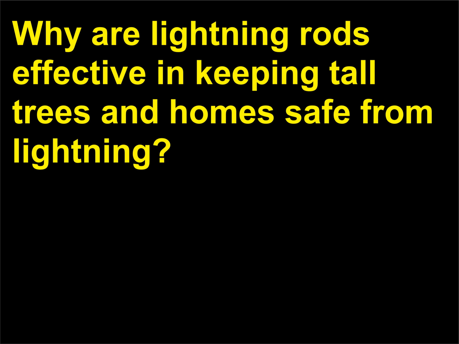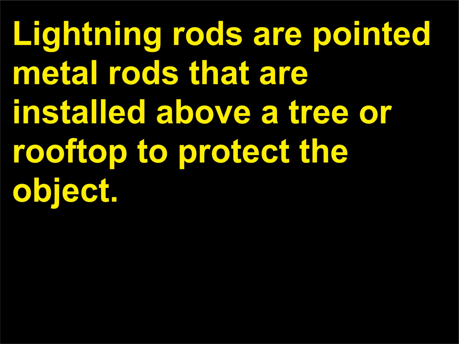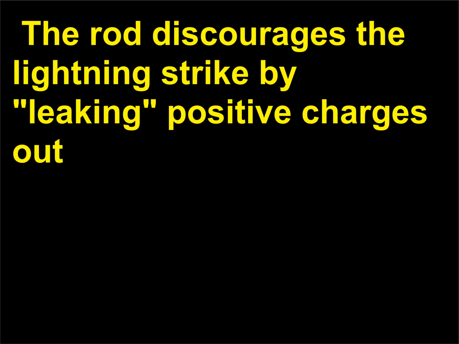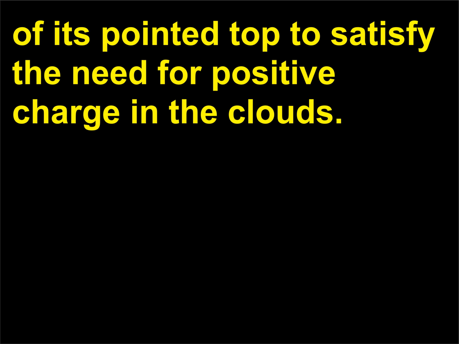Why are lightning rods effective in keeping tall trees and homes safe from lightning? Lightning rods are pointed metal rods that are installed above a tree or rooftop to protect the object. The rod, connected to the ground by a metal wire, both encourages and discourages a lightning strike. The rod discourages the lightning strike by leaking positive charges out of its pointed top to satisfy the need for positive charge in the clouds.